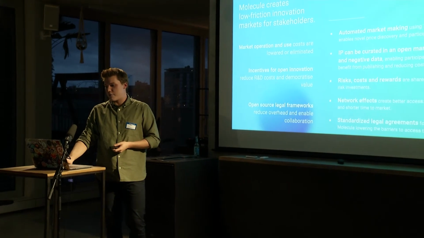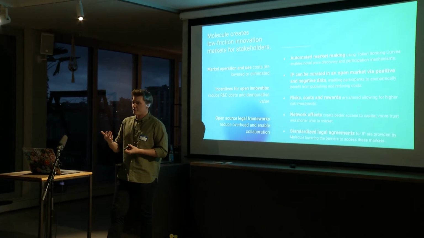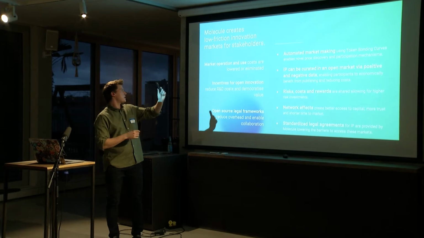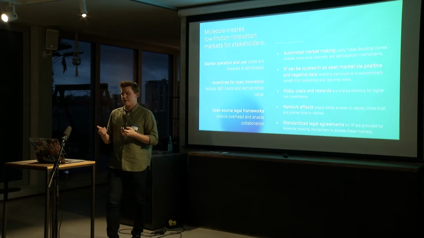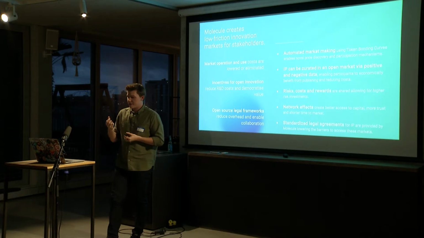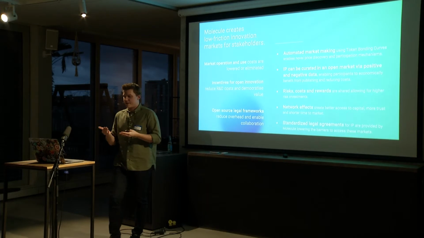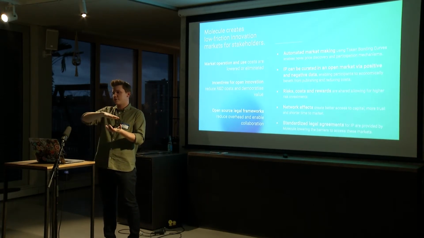So fundamentally, what are the key results that come out of this? What we're creating are essentially low-friction innovation markets for all involved stakeholders. This means the market operation and use costs are much lower than they have been before. It's essentially creating markets that never existed, and creating new asset classes with them. We create incentives for open innovation, reducing R&D costs and democratizing value, and we're creating open source legal frameworks for this to actually make sense at scale. Open source legal frameworks in the sense that I should be able to take an existing patent that I have and very easily move it onto a market structure like this.